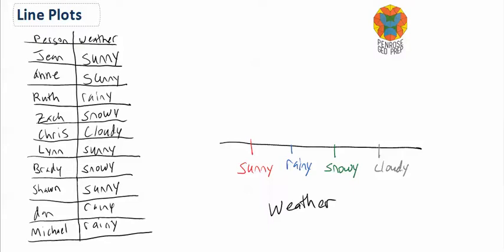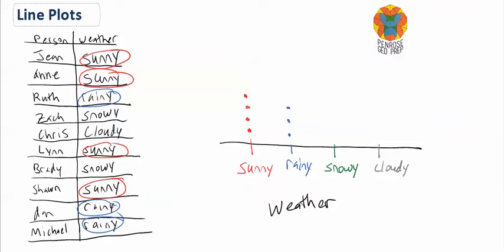So, first we want to see how many people preferred sunny weather. So let's circle the number of people that preferred sunny weather. 1, 2, 3, 4. 4 people preferred sunny weather, so we put 4 dots above sunny. So 1, 2, 3, 4. Now let's look at rainy. 1, 2, 3 people preferred rainy weather, so we'll put 3 dots under rainy.